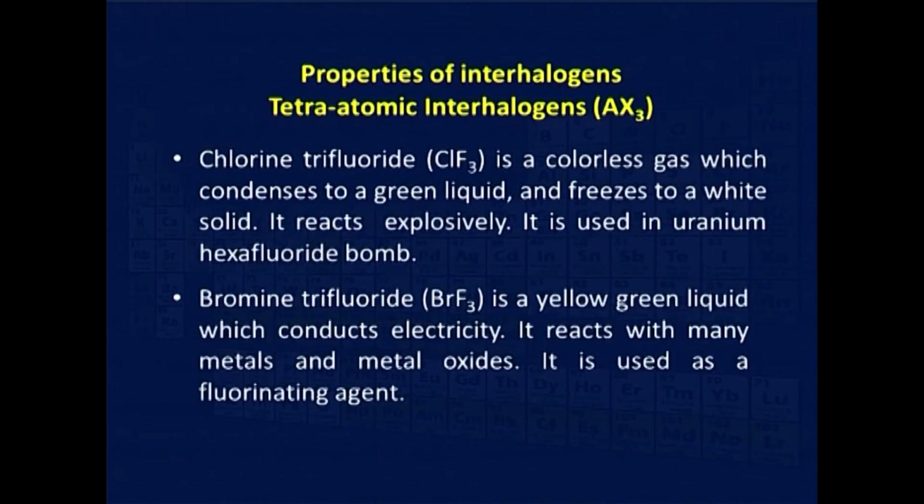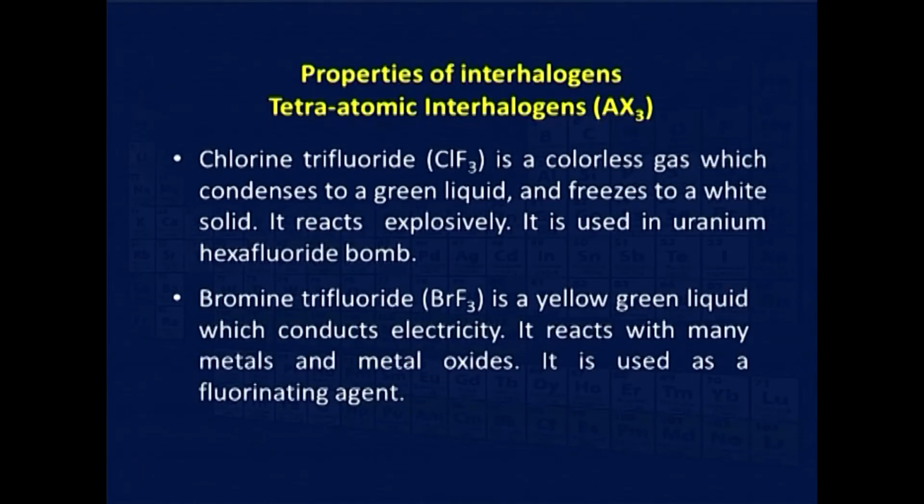Chlorine trifluoride is a colorless gas. It is an AX3 type tetraatomic interhalogen, which condenses to a green liquid and freezes to a white solid. This chlorine trifluoride reacts explosively and was used in the uranium hexafluoride bomb, what I have discussed, used at the time of the First and Second World War. Bromine trifluoride is a yellow green liquid which conducts electricity. It reacts with many metals and metal oxides. This bromine trifluoride is used as a fluorinating agent.